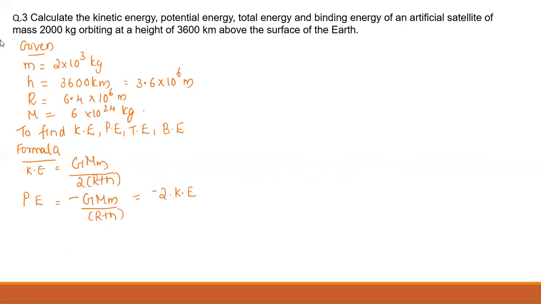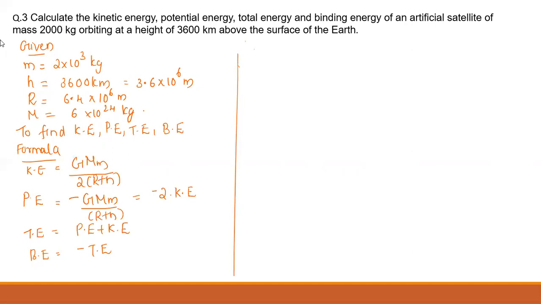Now next is total energy. Total energy formula you all know: sum of kinetic and potential energy. Now binding energy is minus total energy. You will get the binding energy. So all the formulas we got, on substituting the values in the equation, we will get the answer.